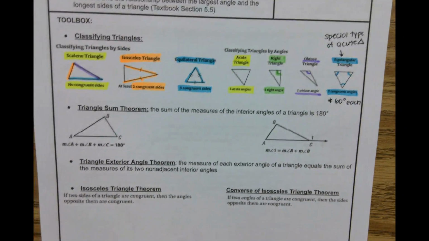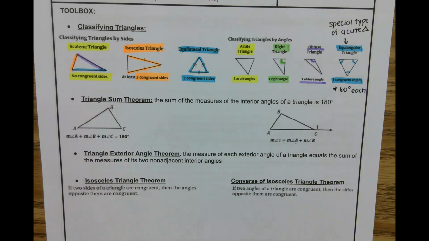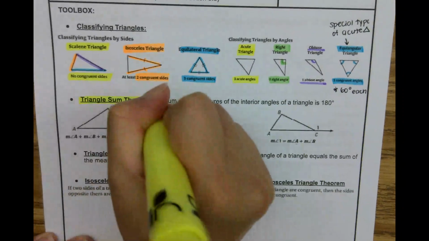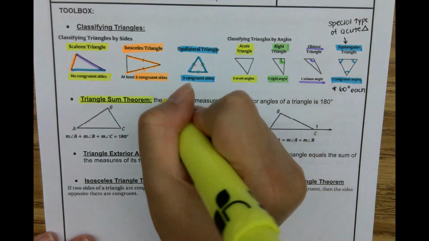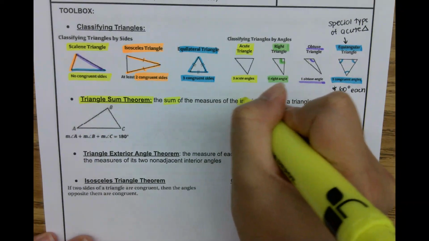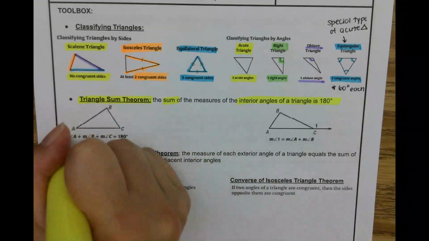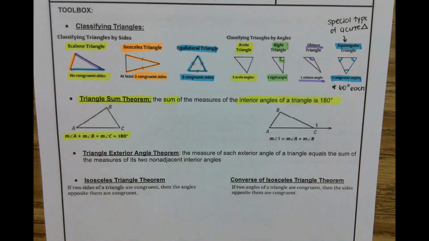Okay, so here we're going to start with our triangle sum theorem. We've seen this before. The triangle sum theorem tells us that the sum of our interior angles of a triangle is 180 degrees. Right? And so we see that here, angle A plus angle B plus angle C equals 180 degrees.